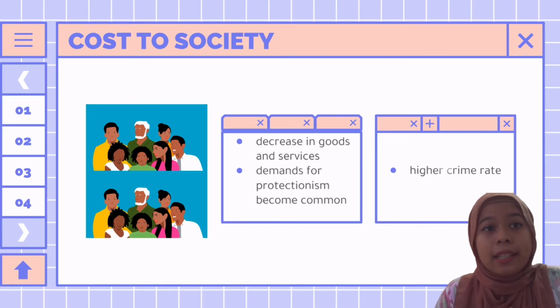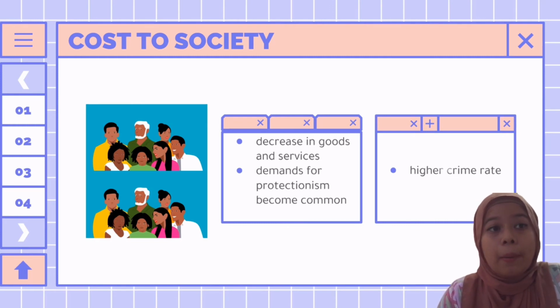For society, the greatest economic cost of unemployment is the decrease in goods and services that occurs as a result of unemployment. When unemployment becomes a widespread problem, demands for protectionism and strengthened immigration control become more common. Protectionism not only causes negative effects between nations but also harms the economic well-being of our trading partners.